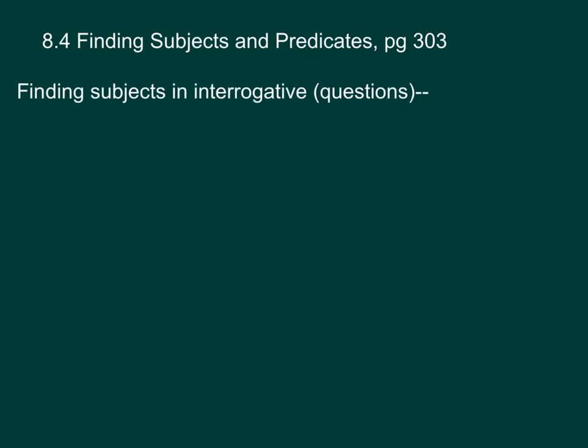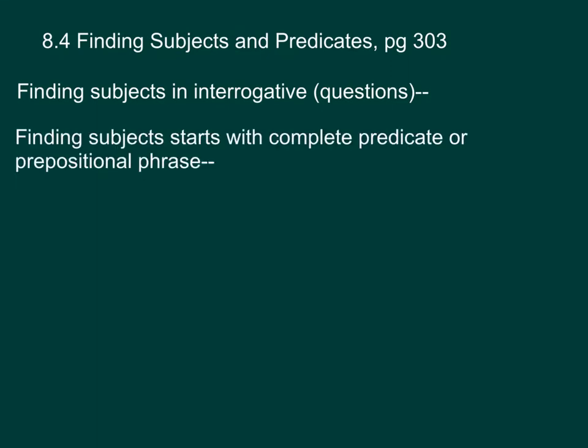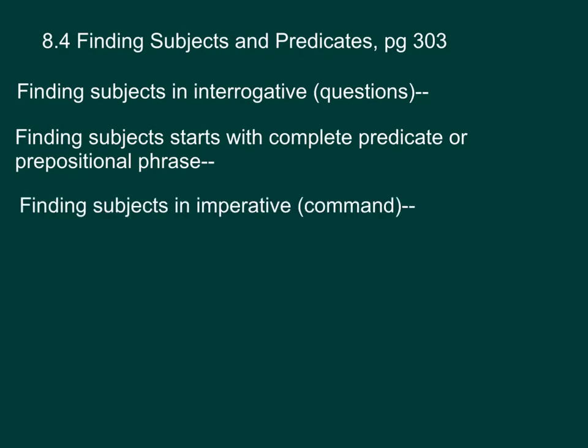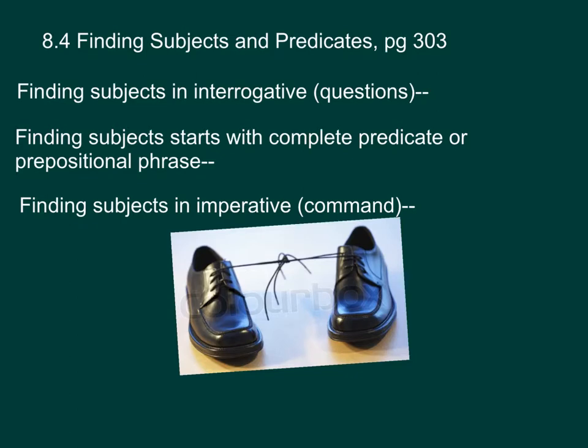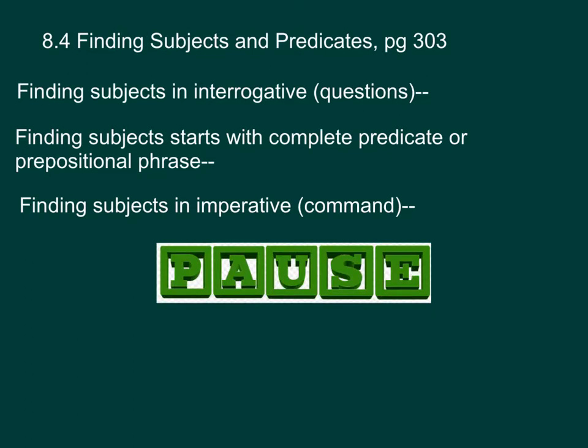Let's begin. In 8.3, we reviewed how to find the complete subject and predicate. In 8.4, we will review how to find the complete subject when it isn't at the start of the sentence. The focus will be finding the complete subject in questions or interrogative sentences, when the sentence starts with a complete predicate or prepositional phrase, and when there is an imperative sentence or command. Do you see how the previous lessons are tying into this one? If you need to pause the video to review 8.1 through 8.3, please do so at any time.